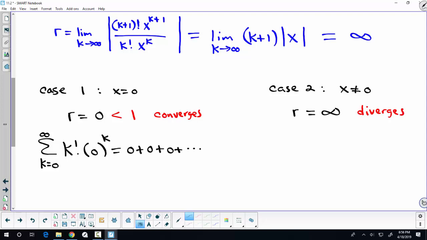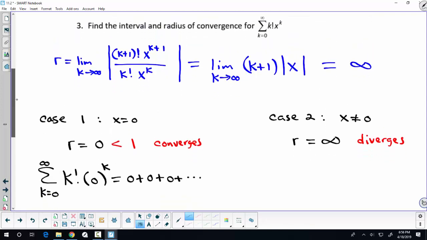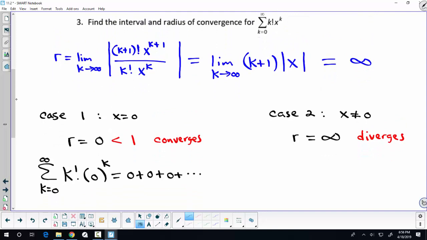I'll take that as a yes. Okay. Does anyone have any other questions on that? Yeah. So would the interval and radius of convergence be equivalent?